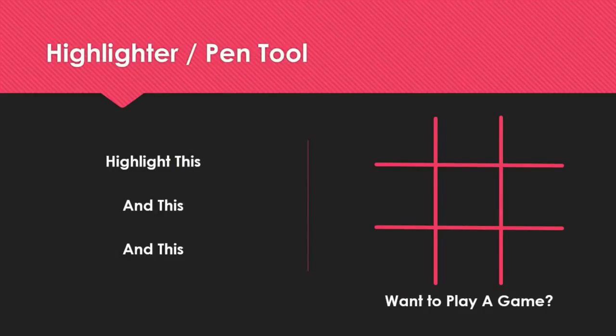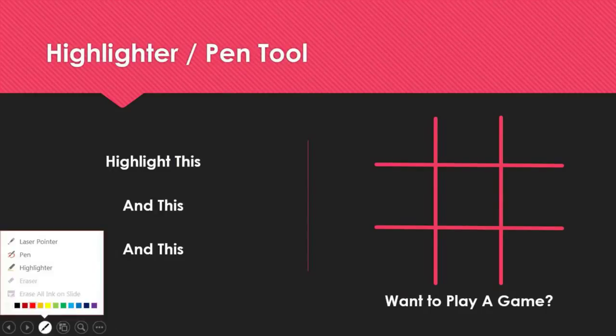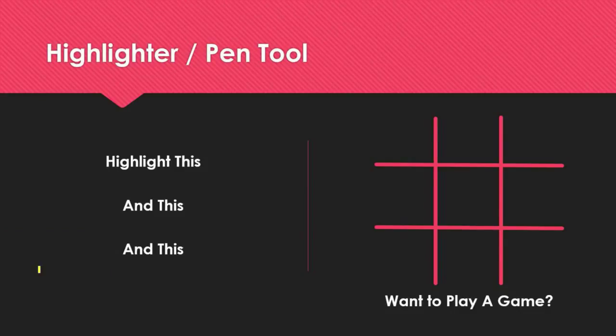Now, in addition to the laser pointer, you have the highlighter button. I'm going to select highlighter, and it looks like the tip of a highlighting pen. If you want to highlight something, just click and drag it across whatever it is that you want to highlight. And it behaves very much like a regular highlighter.